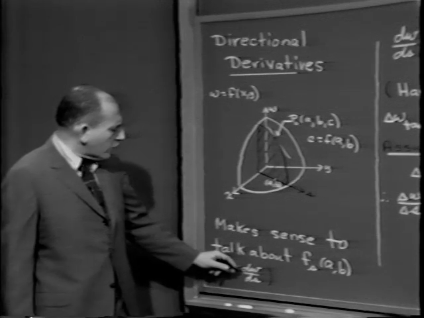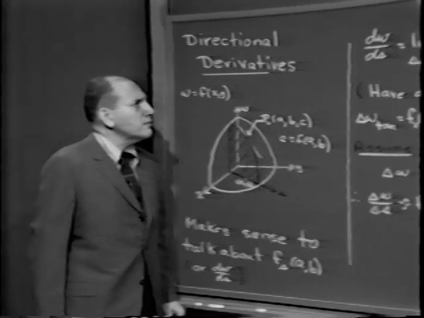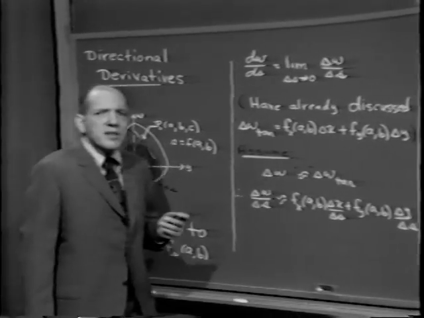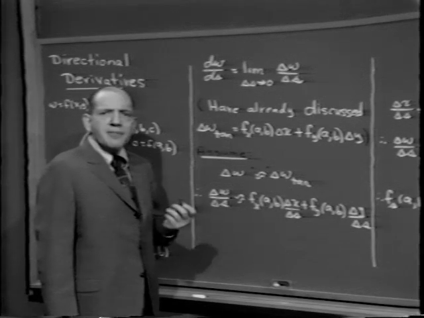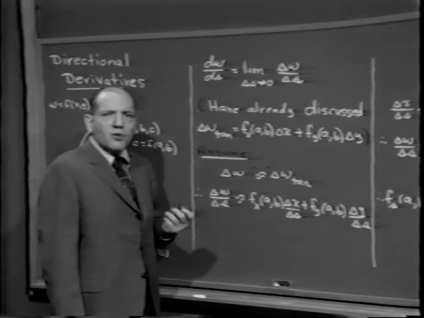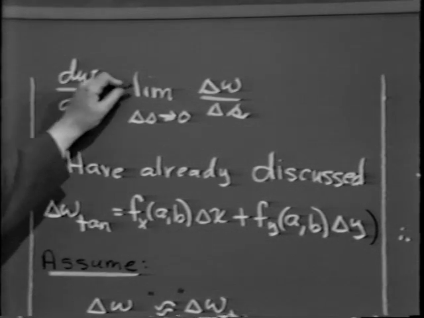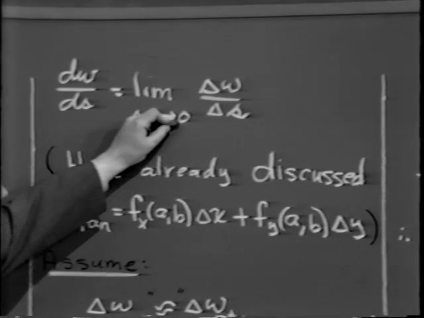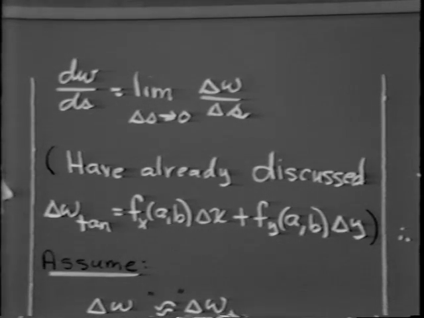At any rate, the question that we want to come to grips with is, how do you find dw ds? Well, here again is the beauty of our logical structure. By definition, this is the same definition we knew early in part 1 of our course. dw ds, by definition, is the limit as delta s approaches 0 of delta w divided by delta s.